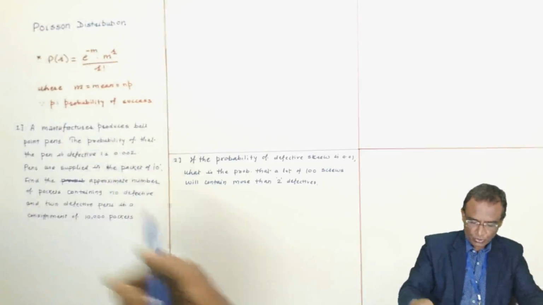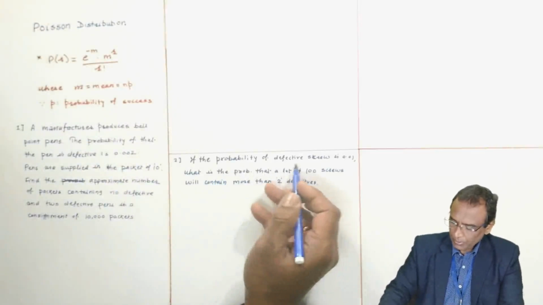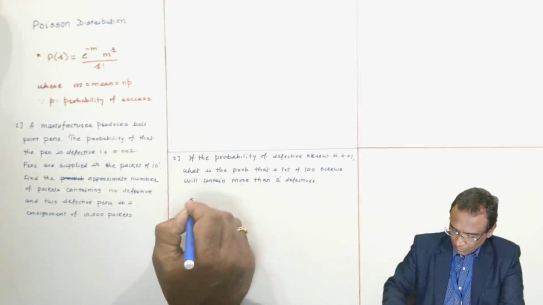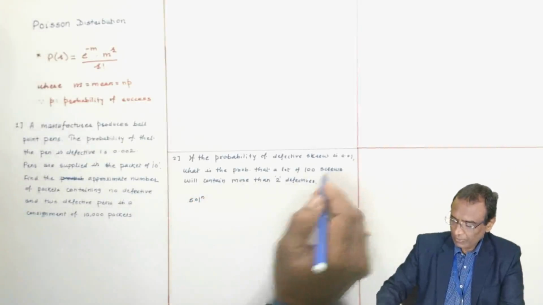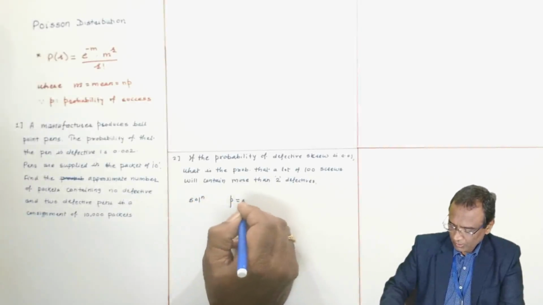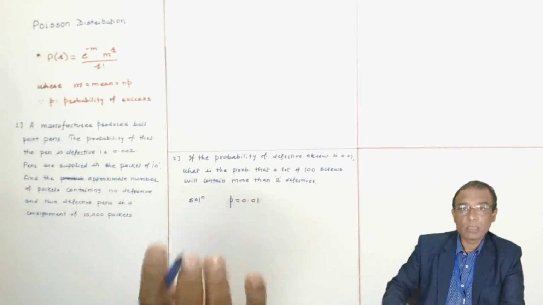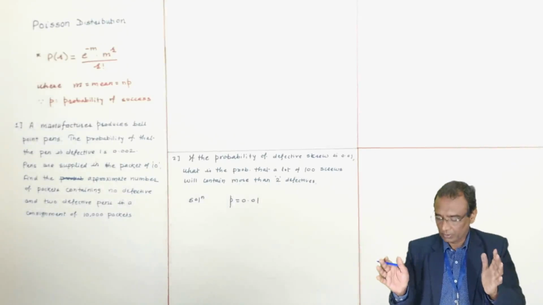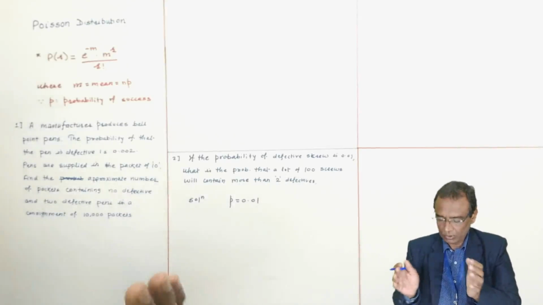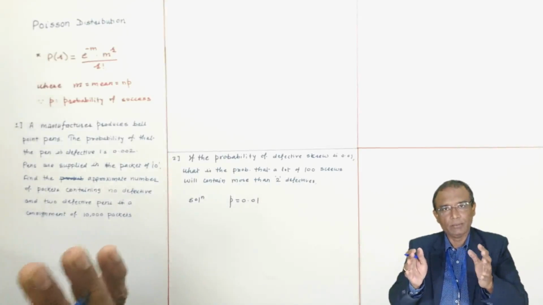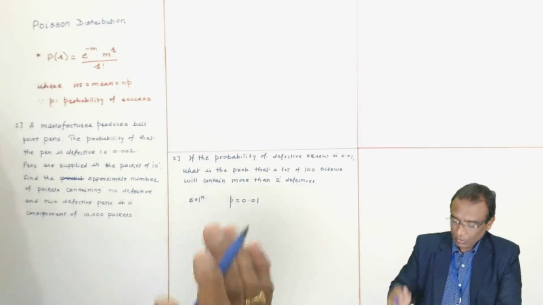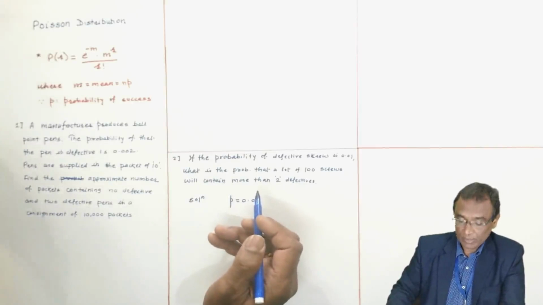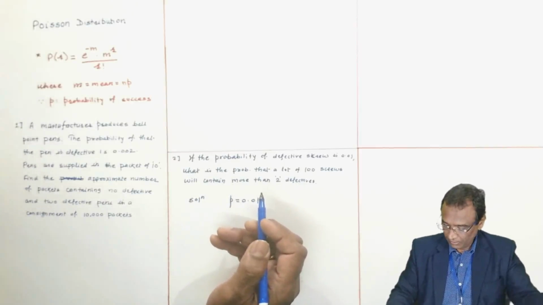Okay, this is the Poisson distribution formula. If the probability of a defective screw is 0.01, from past experience this data is available. What is the probability that a lot of 100 screws, there are various lots of 100 screws, will contain more than two defective? That we are going to find. More than two.